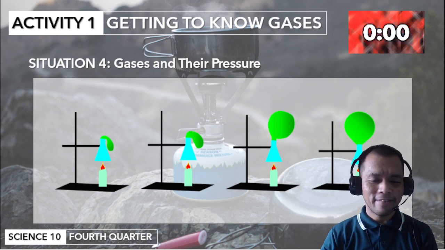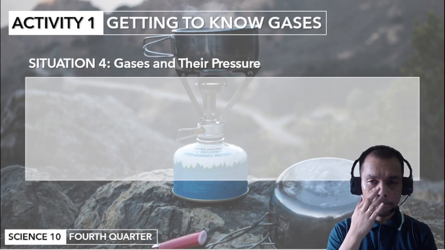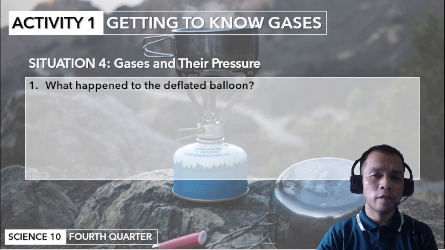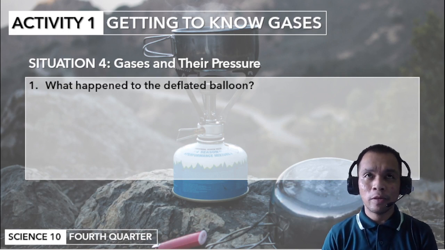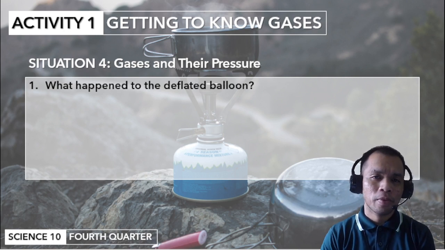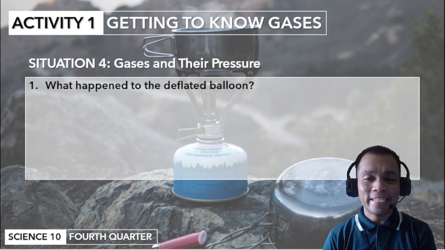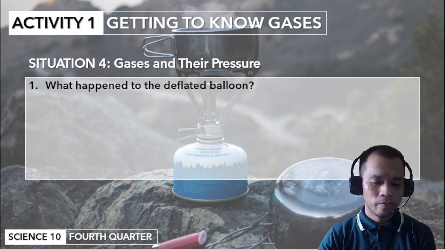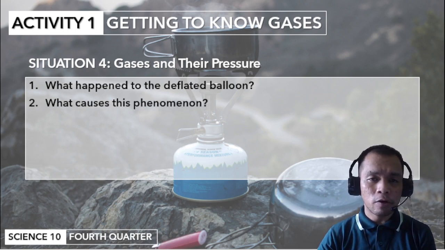Okay, now let's go over the different questions. First question would be what happened to the deflated balloon? What happened to the balloon that was put above the beaker containing the water and the candle below? Yes, that's correct. Basically, the deflated balloon became inflated. Now, what could have possibly caused this phenomenon?